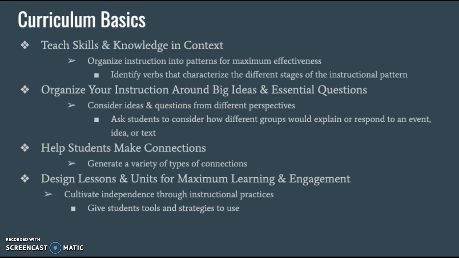You also want to organize your instruction around big ideas and essential questions, and consider ideas and questions from different perspectives. So, for example, when talking about the American Revolution in 8th grade U.S. history, you can propose the big idea or essential question of, is war ever just, or when is war justified? And you want to ask students to consider how different groups would explain or respond to an event, idea, or text. So in a social studies class, this might mean asking students to examine how different people saw an event like the Holocaust, or how different groups would respond to certain economic policies, for example.